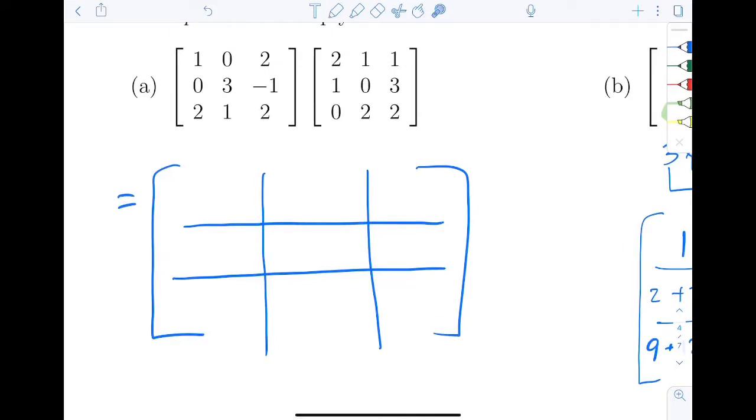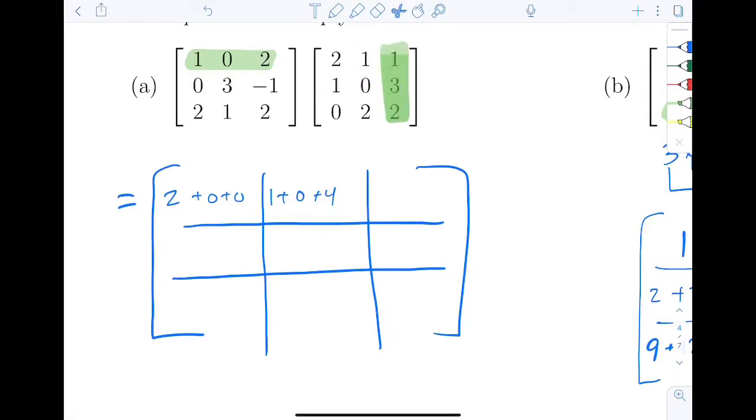Let's do this. So first row with first column. 1 times 2 is 2. 0 times 1 is 0. 2 times 0 is just 0, so 2 plus 0 plus 0. Good. Move over. 1 times 1 is 1. 0 times 0 is 0. 2 times 2 is 4, so 1 plus 0 plus 4.